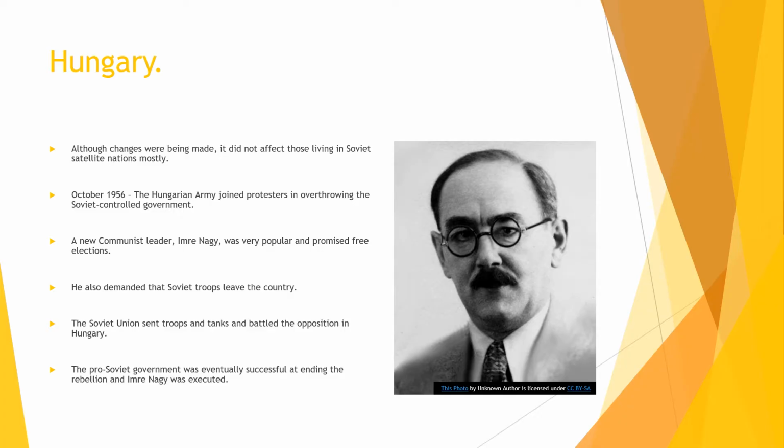Although changes were being made, it did not affect those living in Soviet satellite nations mostly, such as the countries that the Soviet Union had control of, such as Hungary. In October 1956, the Hungarian army joined protesters in overthrowing the Soviet-controlled government, and a new communist leader by the name of Imre Nagy was very popular, and he promised free elections. He also demanded that Soviet troops leave the country. Now, the Soviet Union did send troops and tanks and battled the opposition in Hungary, and the pro-Soviet government was eventually successful at ending the rebellion, and Imre Nagy was executed.